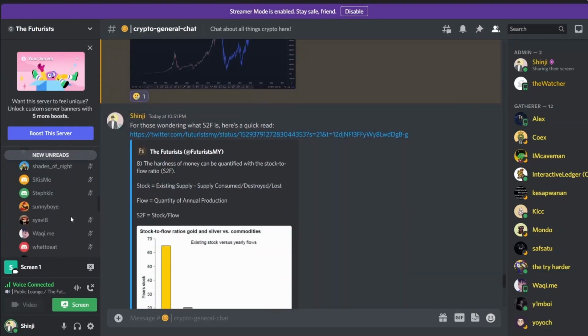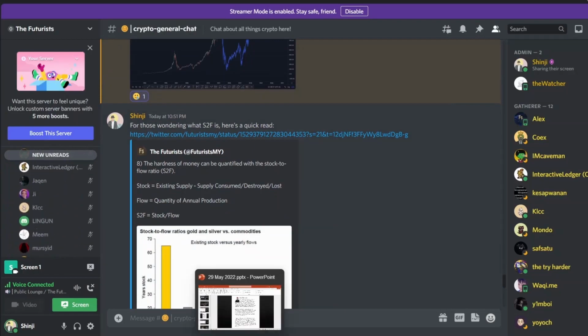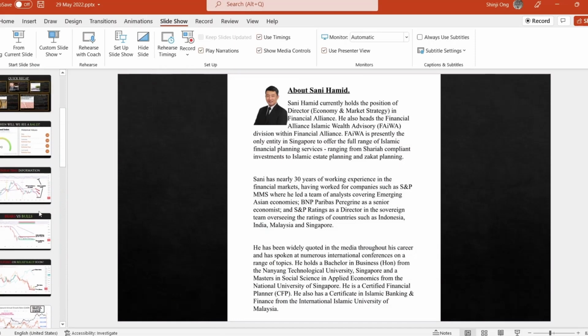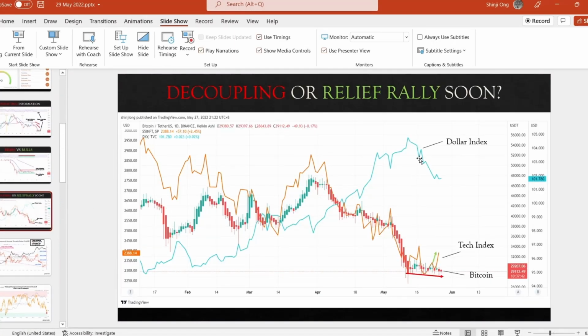I do have one last question for you. Looking at this chart right here, comparing, in my earlier session I compared the dollar index, tech index, and Bitcoin. Is Bitcoin currently decoupling from the tech sector in the US, or are we going to see a relief rally for Bitcoin, and then after that following how the tech moves again?